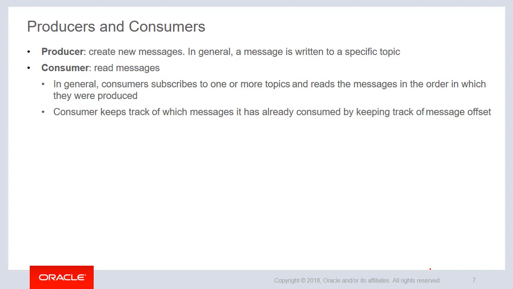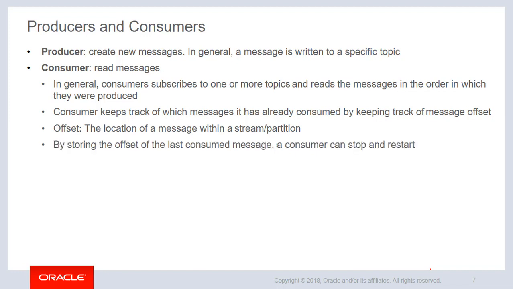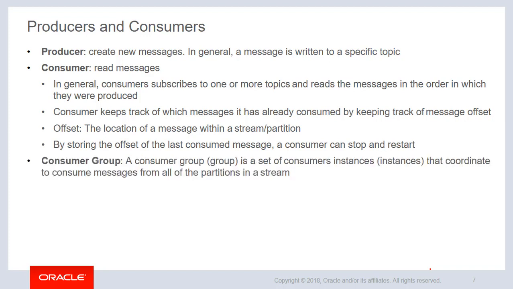Consumers keep track of which messages they have already consumed by keeping track of the message offset. Remember, we said every message has a unique identifier called the message offset. It's a unique identifier, or you could also say it's the location of a message within a stream or a partition. By storing the offset of the last consumed message, a consumer can stop and restart. So that's the beauty of the model. They don't really have to get lost, because it's keeping track of the last consumed message.